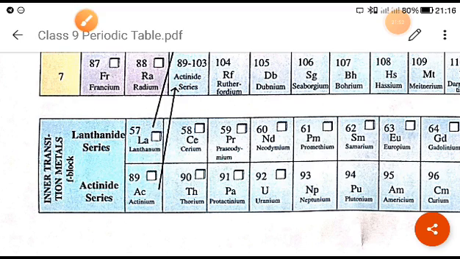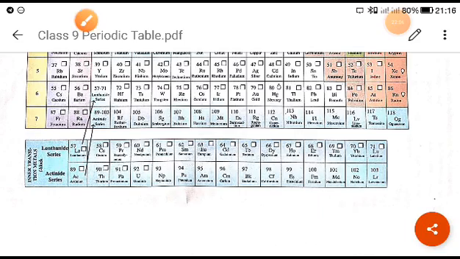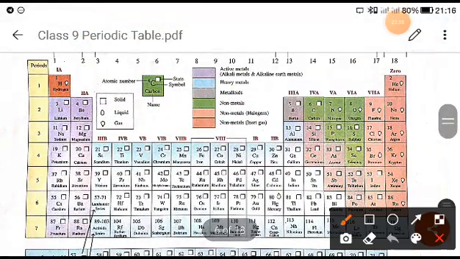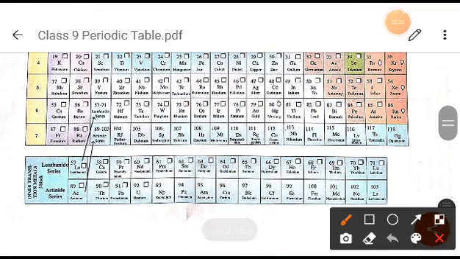The lanthanoids and actinoids have similar properties because they belong to the same group, which is group 3, but they are shown at the bottom of the periodic table, as you can see, right here.